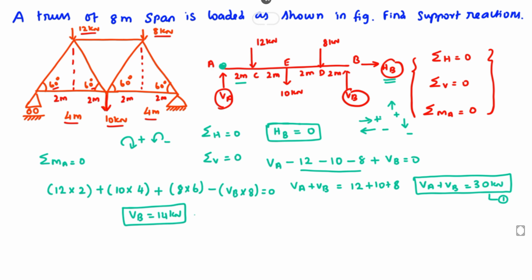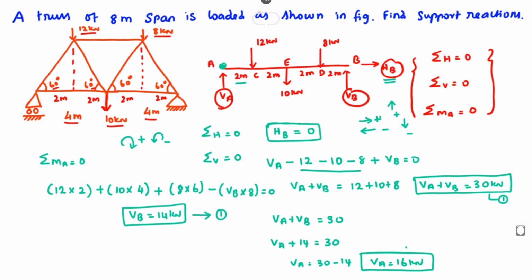So we substitute VB in equation 1. VA plus VB equal to 30, and with VB equal to 14, VA equals 30 minus 14, that is VA equal to 16 kilonewton. So these are the support reactions: VA equal to 16, VB equal to 14, and HB equal to 0. This is the method to solve the problem.